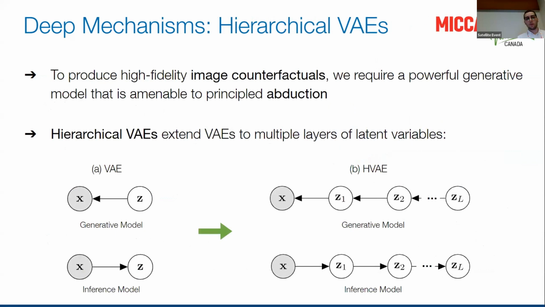Okay, so what's the issue with regular VAEs for producing high fidelity image counterfactuals? The issue is that they don't scale that well in terms of image generation quality. So we need something else. We need a powerful generative model that is still amenable to principled deduction, but can allow us to produce high fidelity counterfactuals. And hierarchical VAEs are a good option for this, since they extend VAEs to multiple layers of latent variables.